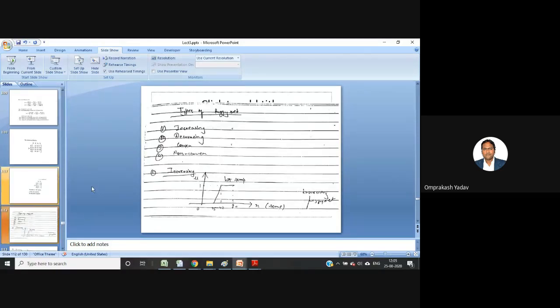Now, write next question. Explain different types of fuzzy sets. So this question normally they ask for 5 marks, okay, 5 or 10 marks. Explain different types of fuzzy sets. Important question.